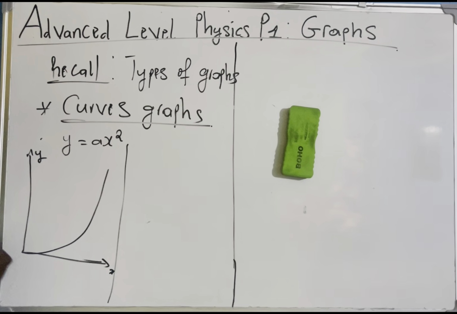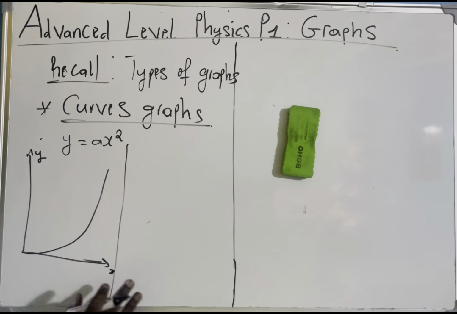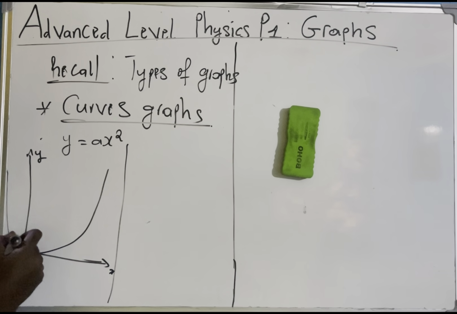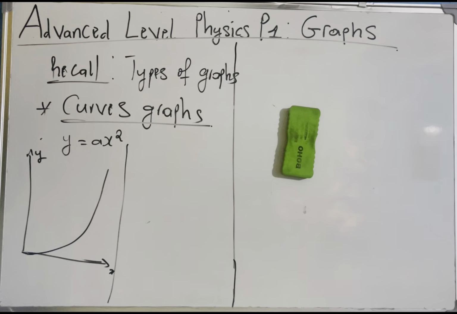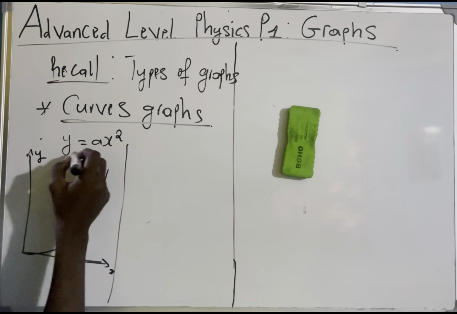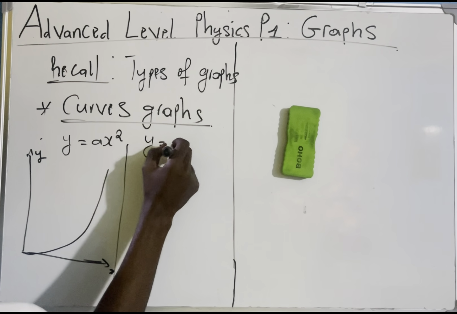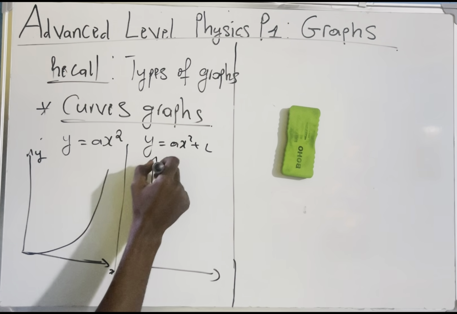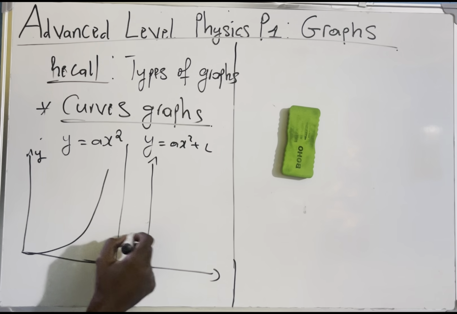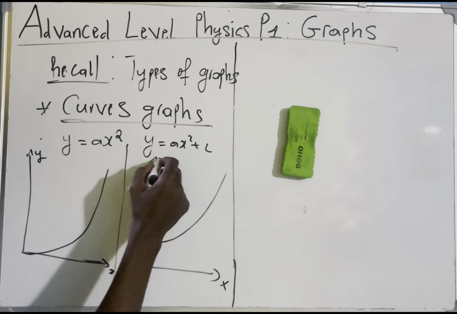Is it okay? If I was considering negative, because in physics we mainly consider the positive section of the axis, if I consider negative, I will start like this, like that. Since I'm not considering this one, this is how the curve will look. I hope we are together. Now, if I take y equals ax squared plus c, the curve will not start at the origin. We start somewhere here and go like that. This is x, this is y.